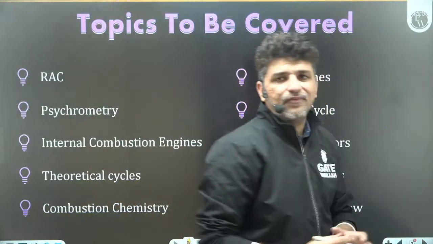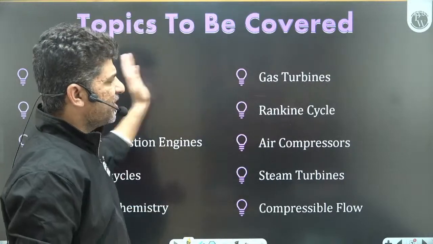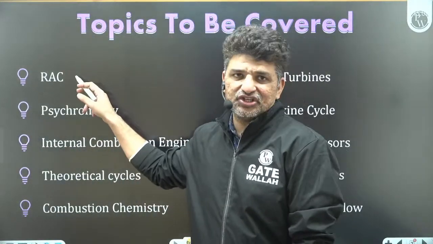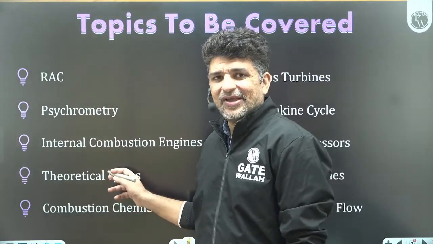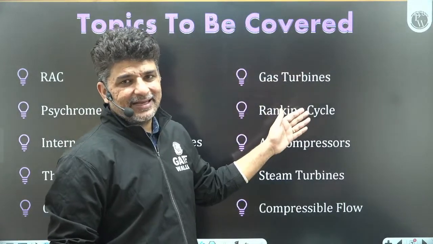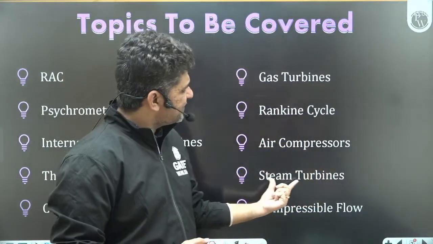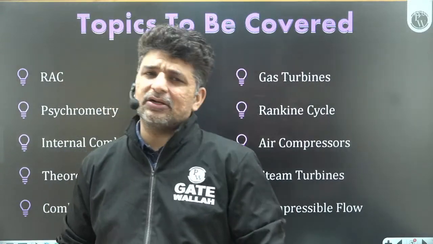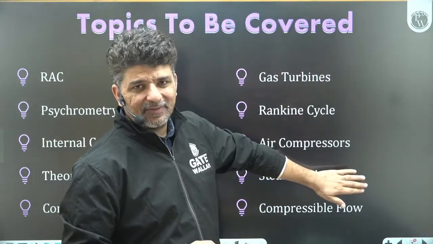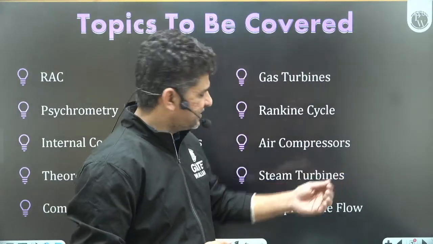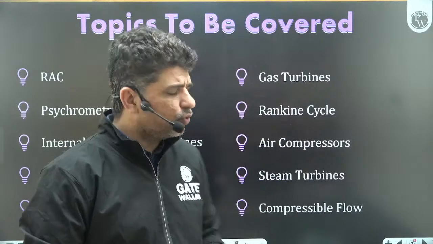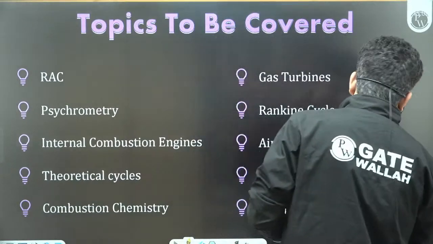Okay, chalo. So guys, today we have got a full set of questions from these topics: refrigeration and air conditioning, then psychrometry, then internal combustion engine. We are going to discuss some theoretical cycles as well, then combustion chemistry. Finally, gas turbine, Rankine cycle, air compressors also, where 2-3 questions have been asked. There are questions asked from steam turbine, but those were way before, like 2014 or so, so I have not added steam turbines, and also this is not part of our syllabus. And finally, compressible flow. We are going to do the questions that I feel are important and might come in the exam.